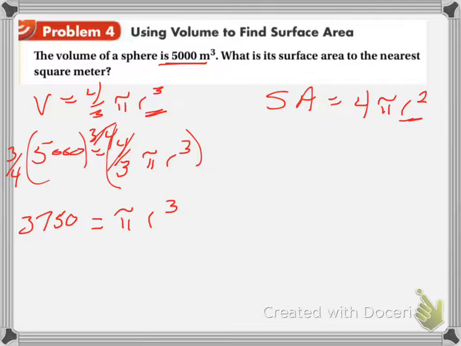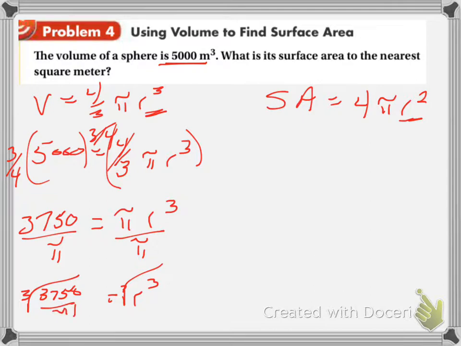Again, to get rid of the cube here, I want to take the cube root. But first I got to move pi too as well. So divide by pi, it's going to be some crazy number. So you get r cubed equals whatever that is there. Going to give me some crazy decimal here. So what I'm going to do is take the cube root of both sides. I'm going to punch in my calculator 3750 divided by pi, and it's going to give me some sort of decimal.